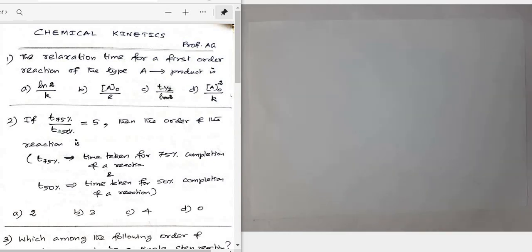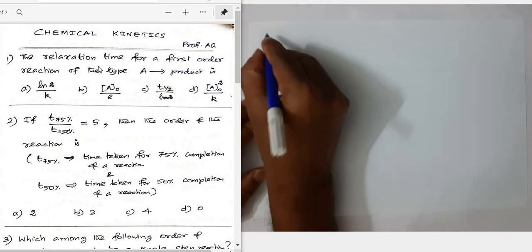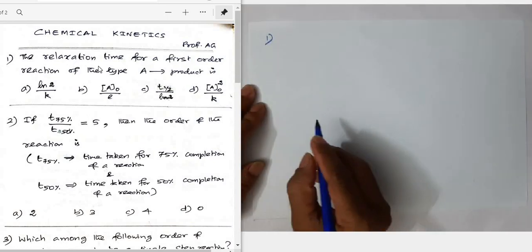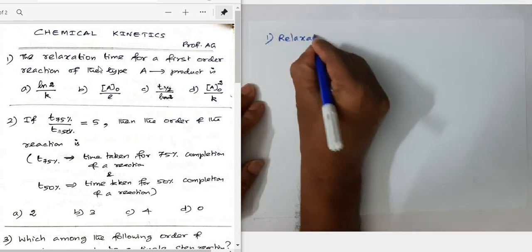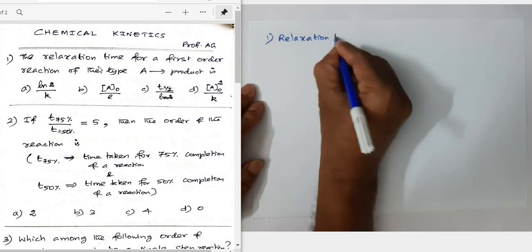Okay, let's start. This is question number 1. The relaxation time for a first order reaction of the type A gives product is. Four options are given and they are asking relaxation time, right? So for question number 1, we need to find out the relaxation time.